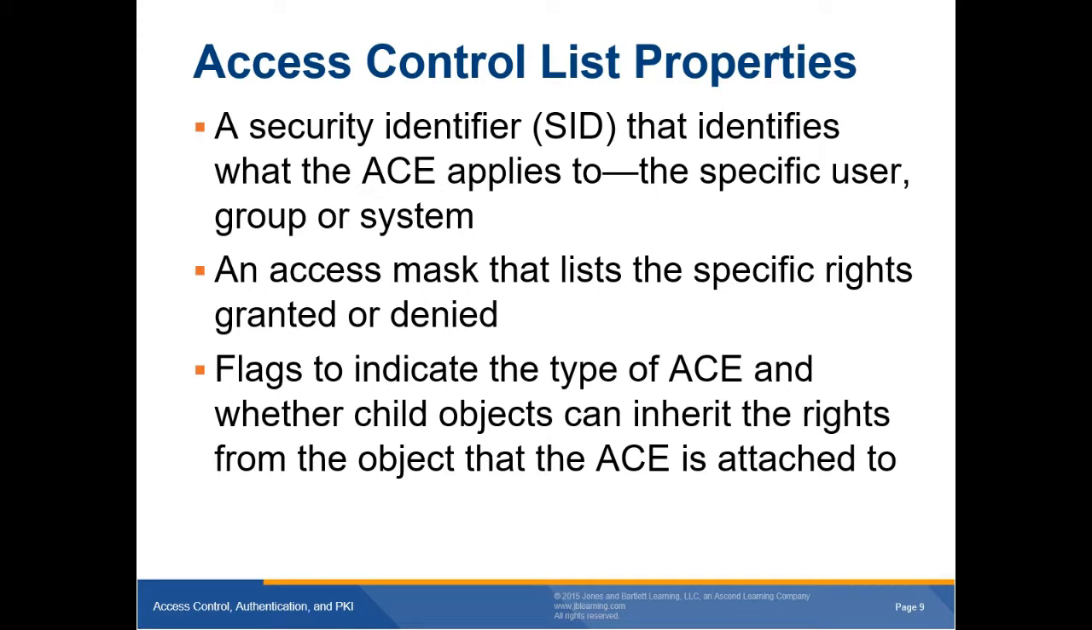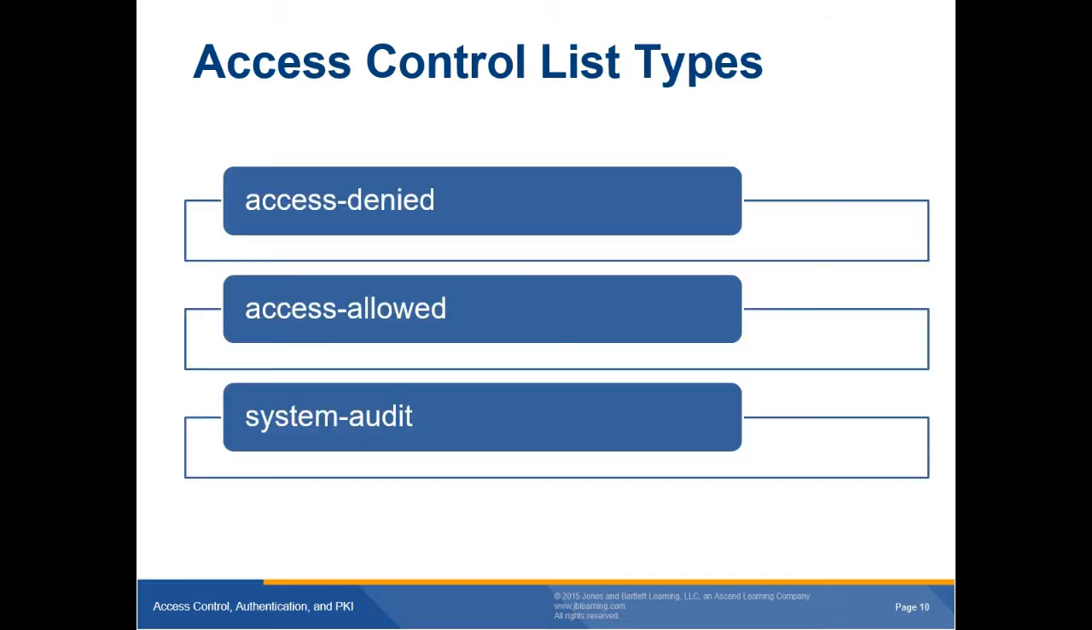Some other areas we want to look at: a list of properties. A security identifier identifies specific users. An access mask lists the specific rights granted or denied. Flags. The security identifier, or SID, identifies who has specific access. The access mask lists the rights, and flags can be set. Child objects allow us to put information in. Here are some of the things that we could be looking at.